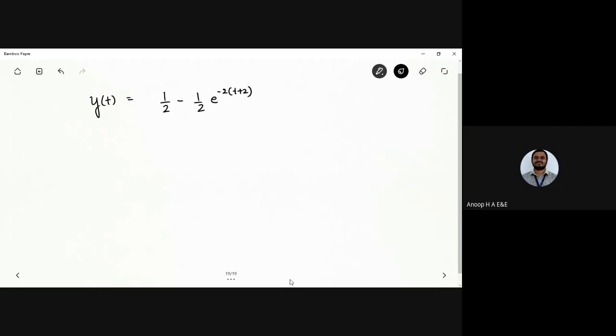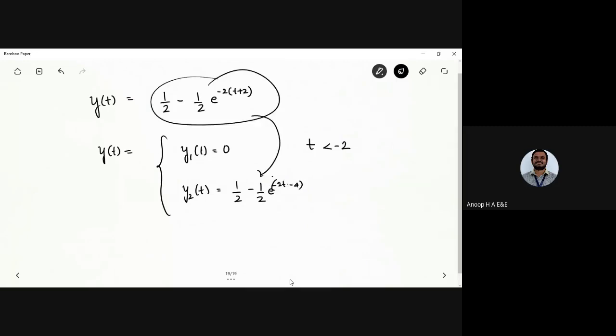And I've already sketched the overlap signal also. So how would the output be like? y of t would be equal to, you have two outputs where y1 of t would be equal to 0 for t less than minus 2, and y2 of t equals 1 by 2 minus 1 by 2 times e power minus 2t, minus 4. So this entire thing, or you can replace this here, for t greater than minus 2. So that is what I wanted to show here.